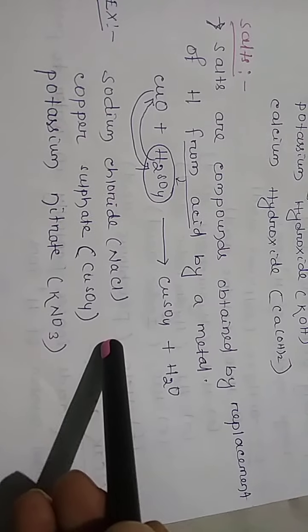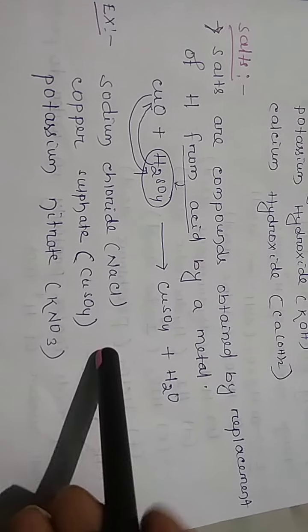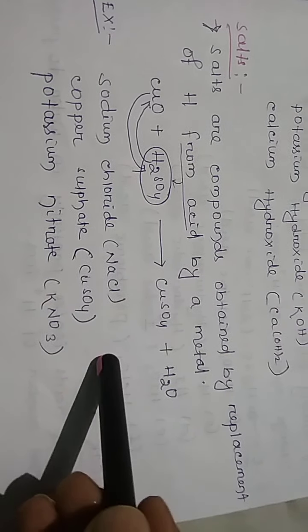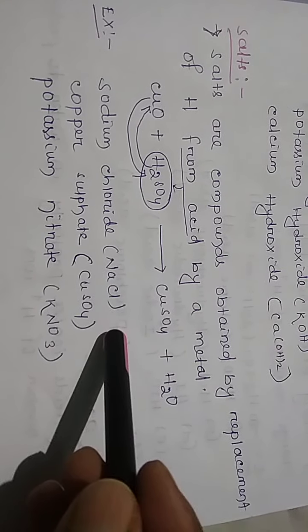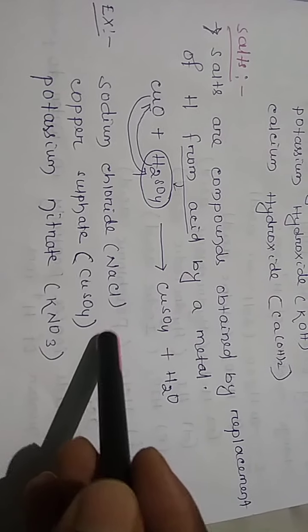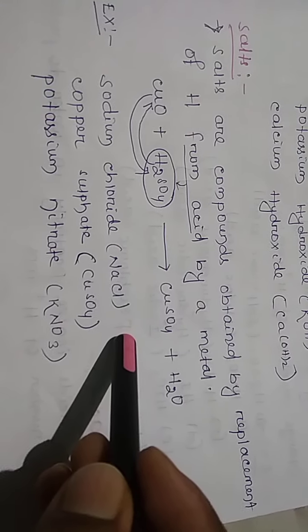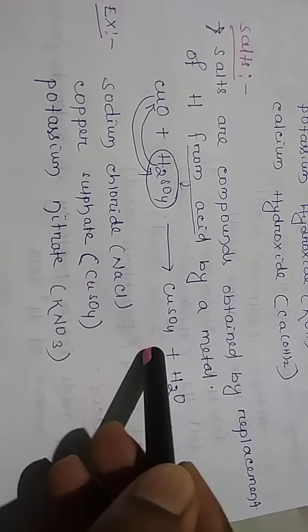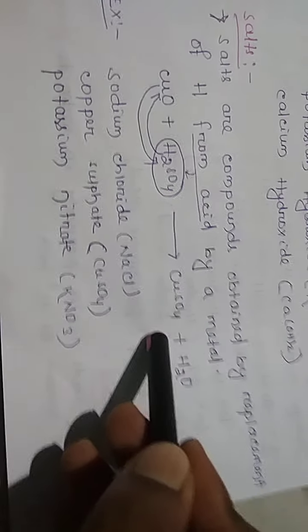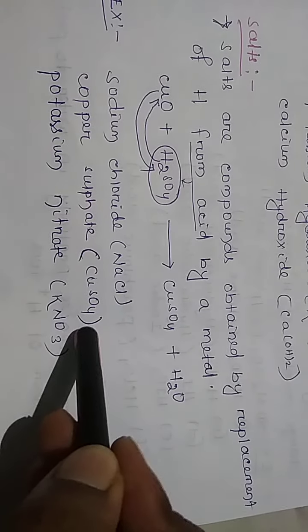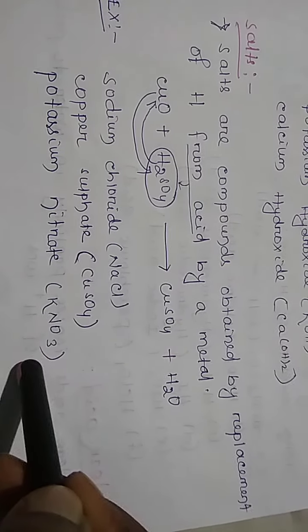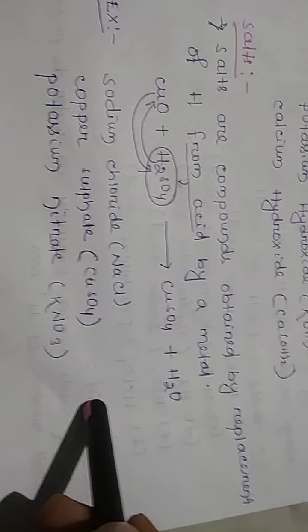Okay, so we have to remember the common names of salts. Already we have used some salts in our daily life, that is NaCl, sodium chloride, and second one is your copper sulfate, CuSO4, and third one is potassium nitrate, KNO3.